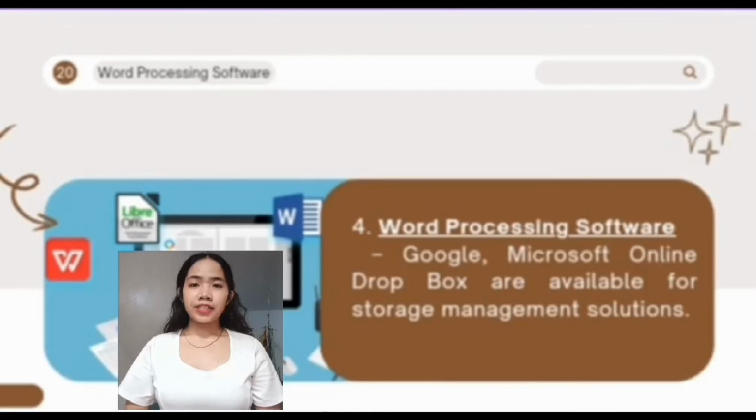The fourth one is word processing software. So this refers to applications used for creating, editing, and formatting documents. Google Docs and Microsoft Word, both online and offline versions, are popular tools that help users write, collaborate, and store documents. Cloud-based word processing tools often integrate with storage management solutions like Google Drive and OneDrive.